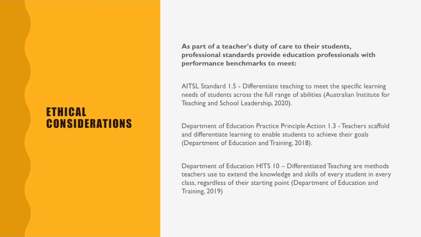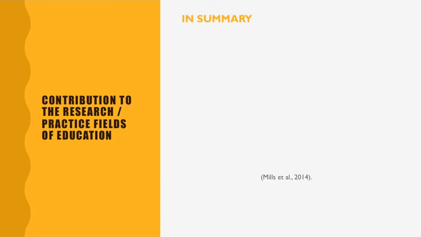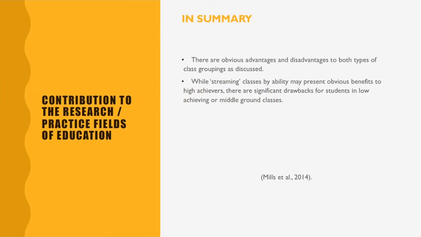So, in summary, there are obvious advantages and disadvantages to both types of class groupings as discussed. While streaming classes by ability may present obvious benefits to high achievers, there are significant drawbacks for students in low achieving or middle ground classes. Segregation of students and labelling them into categories, such as advanced or foundation classes, and basing these categorisations off a test result or behaviour, can replicate social inequality commonly seen for low SES or ethnically diverse students.